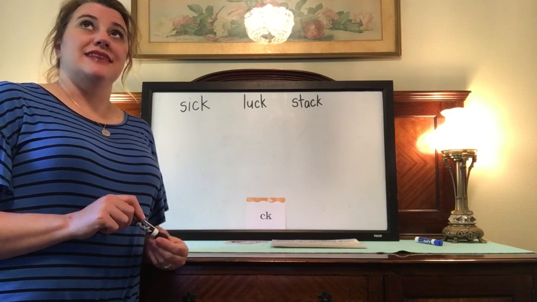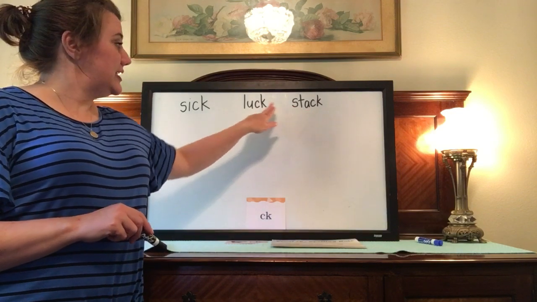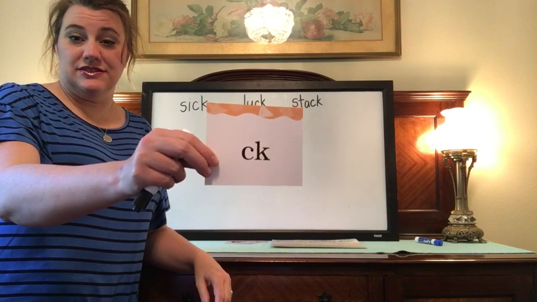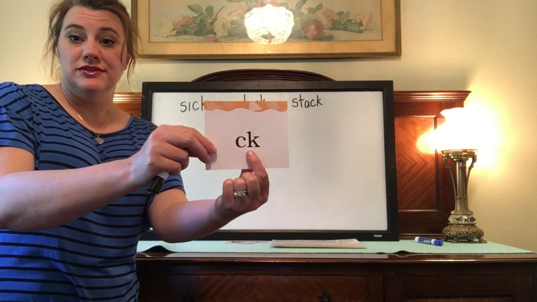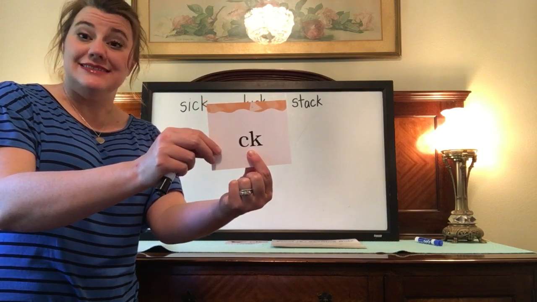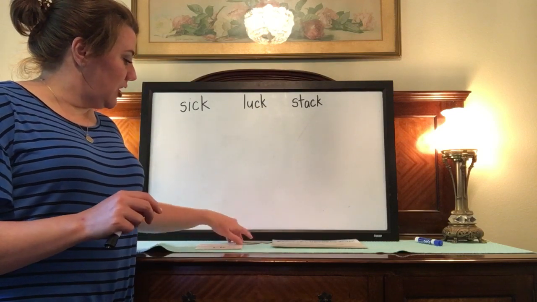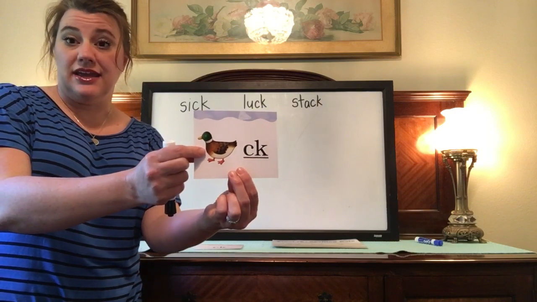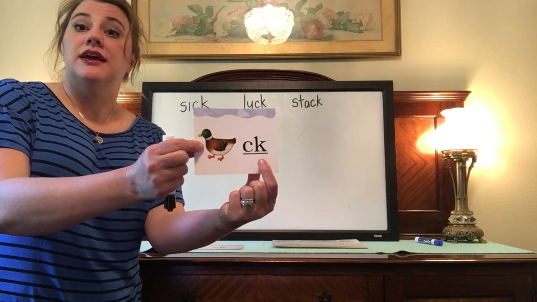So, that sound k at the end of a word, like it is here, is made by two letters, the letters C and K. This is a new set of letters that we're going to learn. It's called digraph CK. So, our card for that and our keyword are duck, k, duck, k.